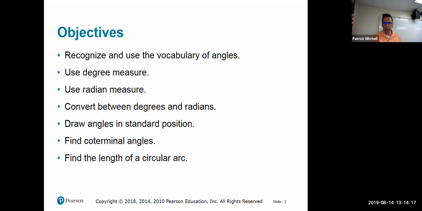So in this section, we're doing all of these things. A new chapter always starts with a lot of vocabulary. Then we're going to get into degree measure, radian measure, converting between degrees and radians, drawing angles, finding coterminal angles, and we'll wrap it up with finding the length of a circular arc.